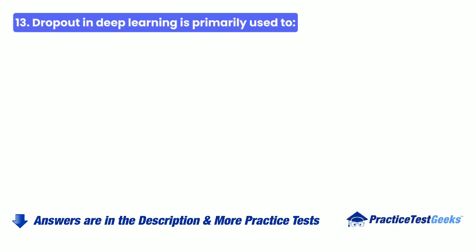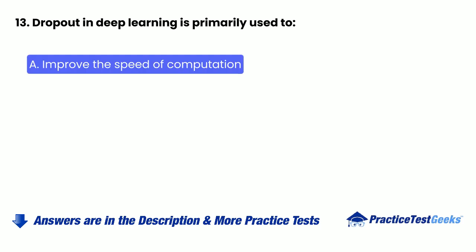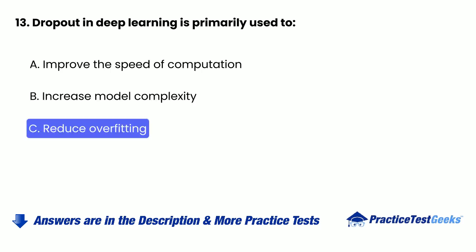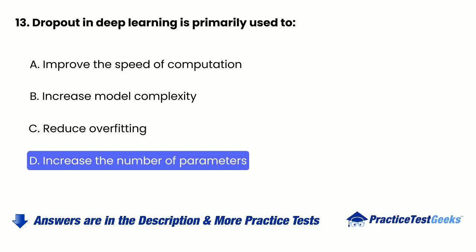13. Dropout in deep learning is primarily used to: A. Improve the speed of computation. B. Increase model complexity. C. Reduce overfitting. D. Increase the number of parameters.